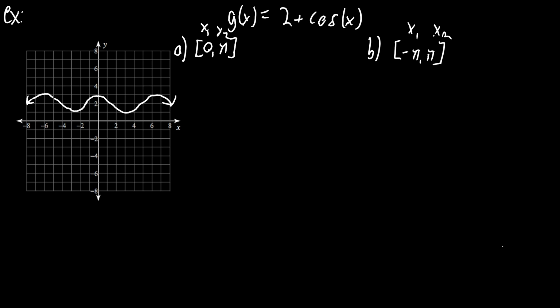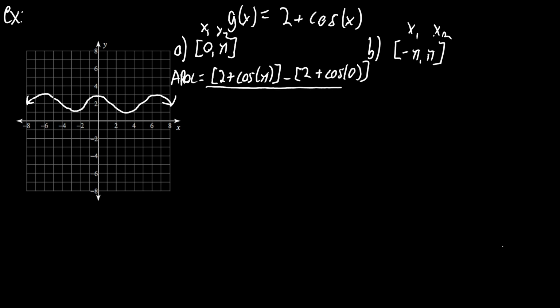Okay, not the perfect drawing that I wanted there, but let's just get started evaluating this interval here. So we have a rock, average rate of change. Let's just start plugging in here. We're going to have 2 plus cosine of pi minus 2 plus cosine 0. And that's all going to be over pi minus 0.